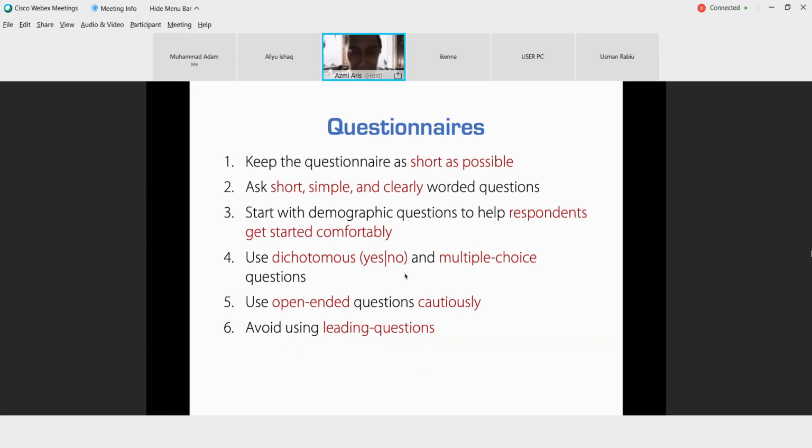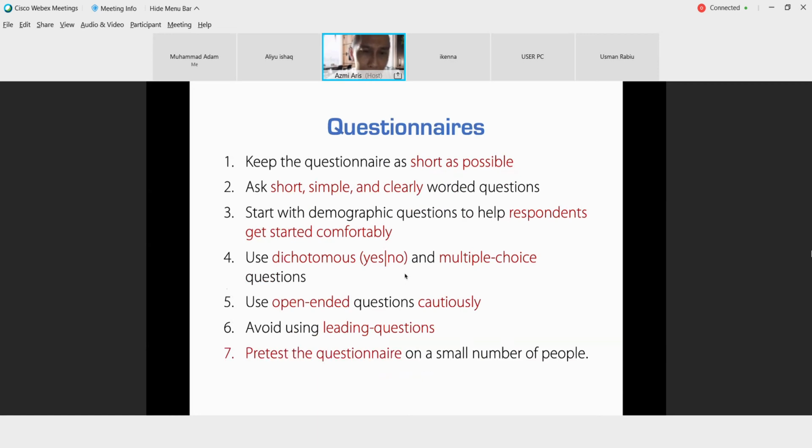And also, in spite of that, we should not use leading questions where we expect them to answer a certain way. We should not be biased. Okay, we should not be biased. The main thing is that the question should be open ended in a way that you should be able to get a good conclusion from the questionnaire.